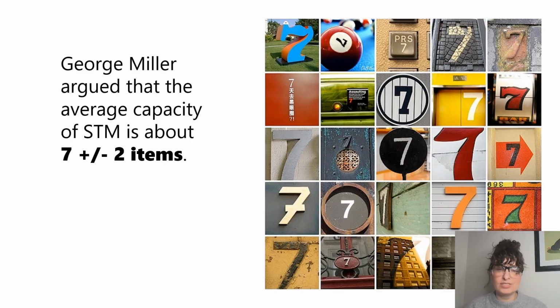And in 1956, George Miller published a paper called The Magic Number 7 plus or minus 2. In this paper, he suggested that the average number of items that a person could keep in short-term memory was literally 7 items plus or minus 2.